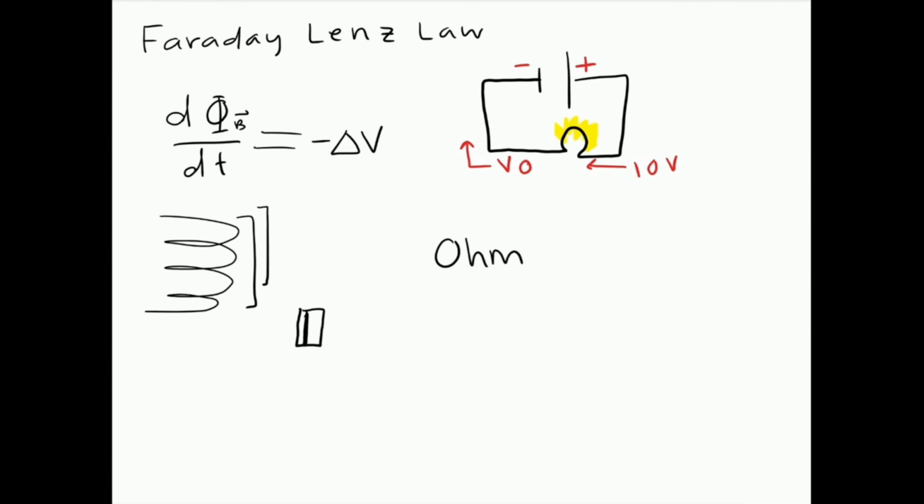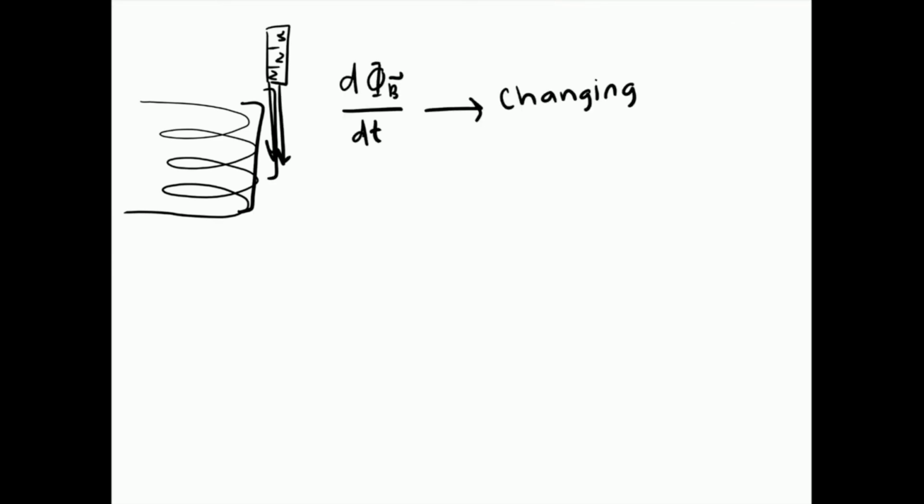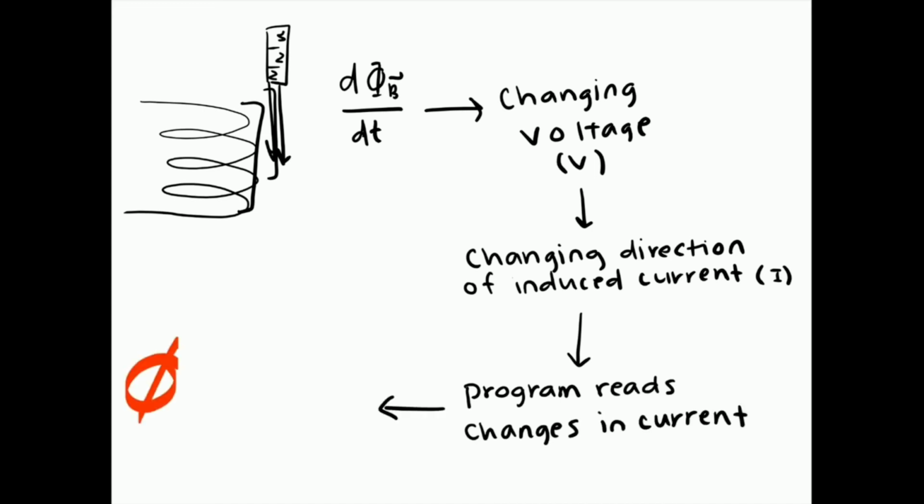Now using Ohm's law, I equals E over R, or current equals voltage over resistance, tells us that a current is induced through the wire of the solenoid in the card reader as the voltage increases. As each tiny magnet moves through the reader, the magnetic flux changes, changing the voltage and the direction of the induced current. A program in the card reader processes the changes in current and translates it into readable information. This then allows or denies the transaction.